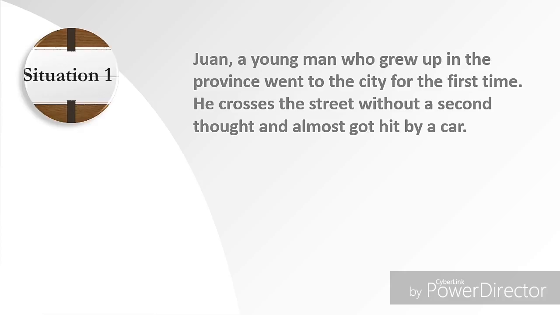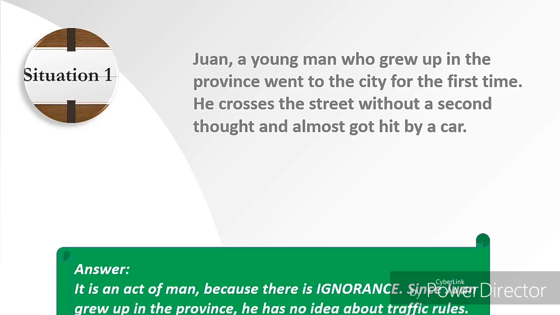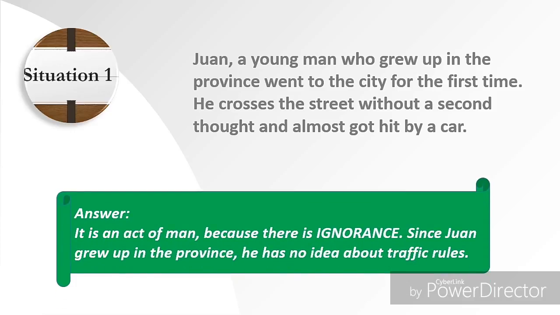Situation 1. Juan, a young man who grew up in the province, went to the city for the first time. He crosses the street without a second thought and almost got hit by a car. Is this a human act or an act of man? Let's see. It is an act of man because there is ignorance, since he grew up in the province.